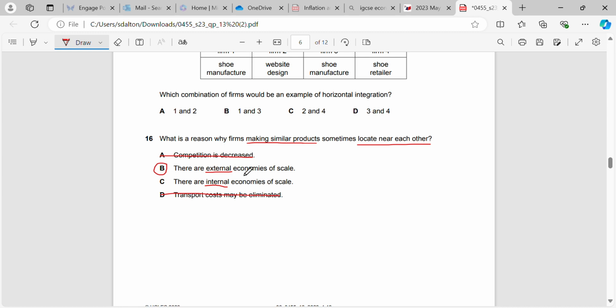Because there's external economies of scale. Internal economies of scale is something that we can control within our business, like financial economies of scale, marketing economies of scale. The external economies of scale would influence the location decisions of a firm, as it would make their average cost specifically reduced at that location.